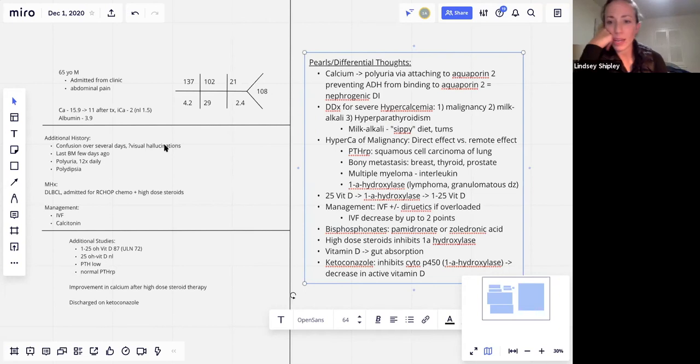I think for me, really just remembering the basics of separating out your severe hypercalcemia from just your mild or moderate hypercalcemia and how that changes your differential. And then I did not know anything about ketoconazole and this cytochrome P450 and 1-alpha hydroxylase. So I thought that was just fascinating. So thanks, Mason, for teaching us all that. Sure.